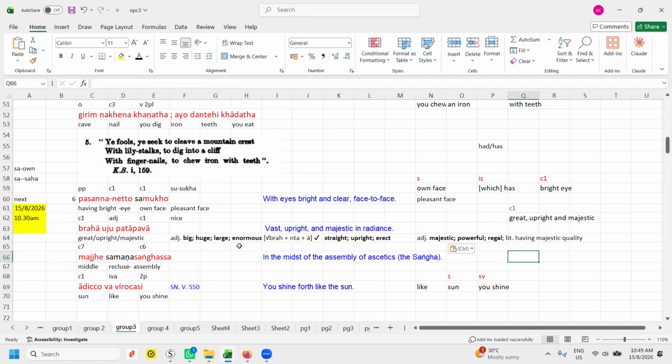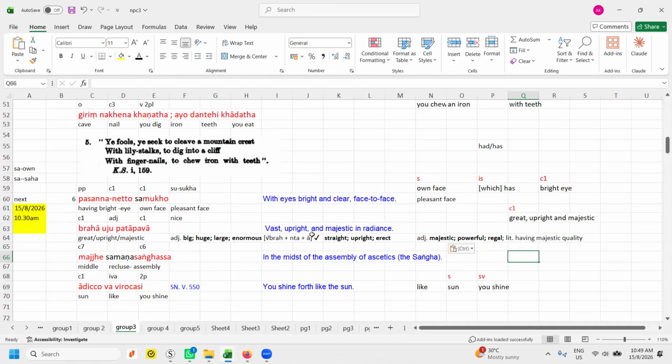So the next one, Uju, uju is upright. I put upright. Again, the third one, Patapawa. In this case, I don't know the meaning of regal, powerful. A face cannot be powerful. A face can be majestic. So I use the word majestic. That means in this case, these are all adjectives to this. Pleasant face which has a bright eye, comma, great and upright and majestic. That means it's describing the face. This is how you do your translation.